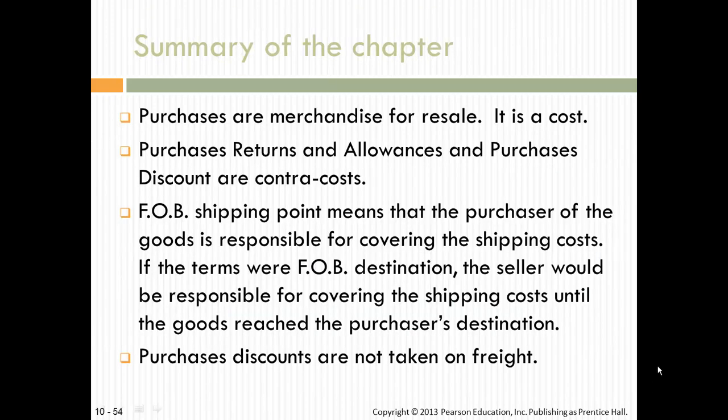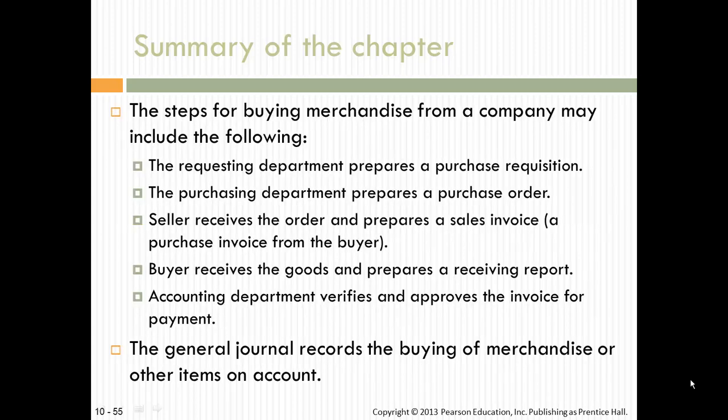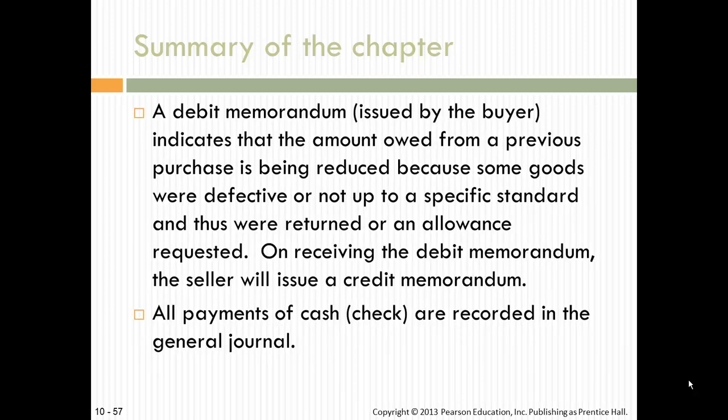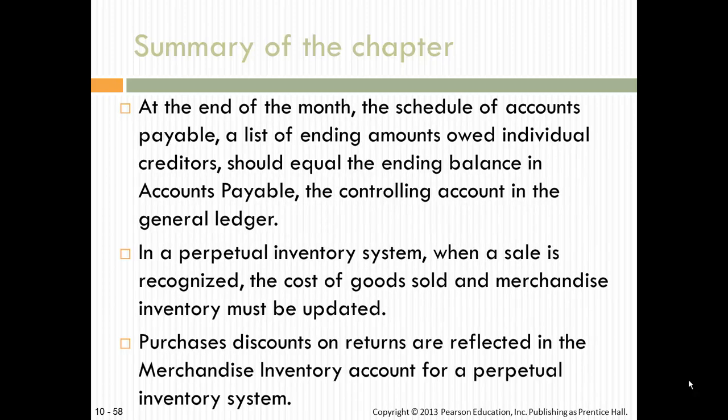Here's the summary of the chapter, which there's a lot going on, as I mentioned. We talked about purchases, we talked about shipping, we talked about freight, we talked about the steps for buying merchandise and the steps for recording and the selling, and the accounts payable subledger and the controlling account, and the end of the month creditors looking at the ending balances of the subledger, and debit memorandums, payments of cash, and the perpetual inventory system.